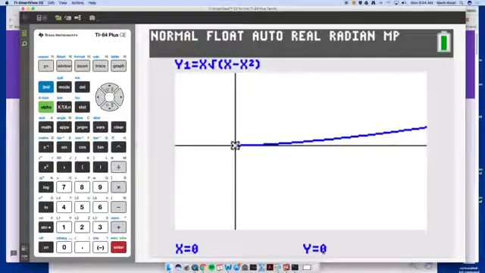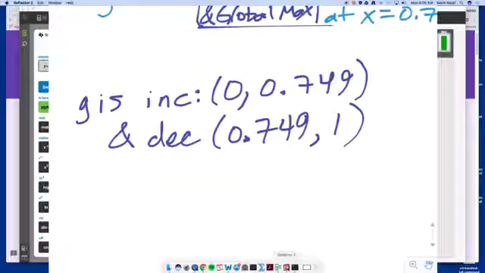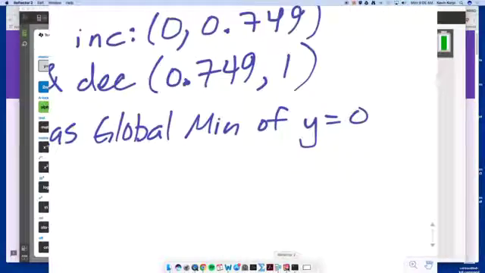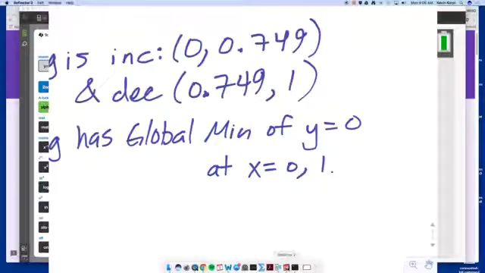So this is using your calculator in the correct way. You're using it as an exploratory tool, using the zoom feature, using the trace feature to figure out what's happening. So with that in mind, do we have an absolute minimum value, a global min? What's the lowest y value on the entire graph? 0. Yeah, we have a global minimum of y equals 0 at x equals 0 and at 1. It occurred at 2 different places. You can only have one global min or one global max, but it can occur at more than one place.